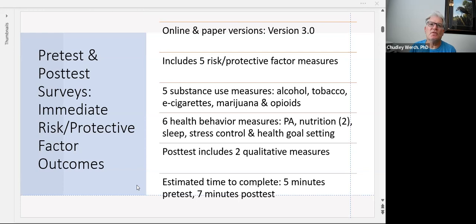And we do that because we found, even though our programs like SPORT, which addresses largely alcohol, we found through research that it has impacts on other substances, not just alcohol, but tobacco and marijuana, for example. So that's why we cast a broader net in our measures of risk and protective factors for multiple substances. And on top of that, we're measuring risk and protective factors for healthy behaviors, including physical activity, 2 measures of nutrition, including breakfast and fruits and vegetable consumption, sleep, stress control, and health goal setting.